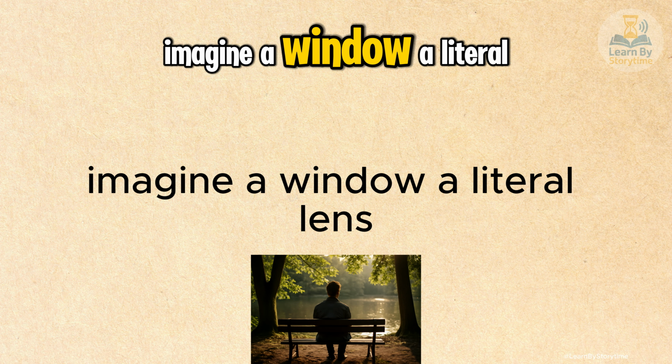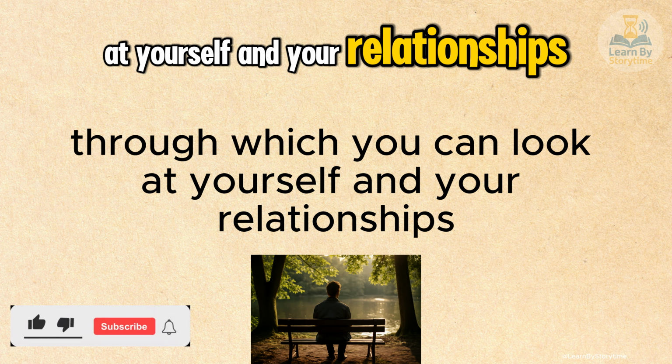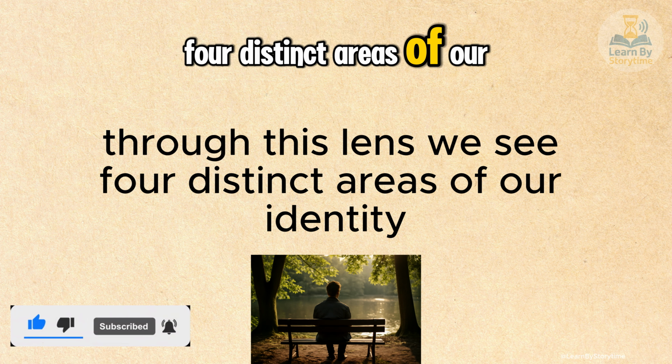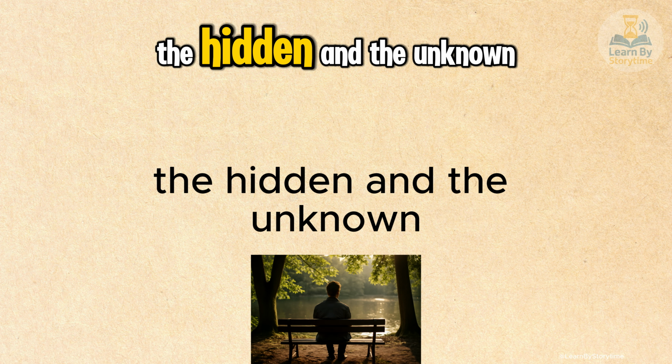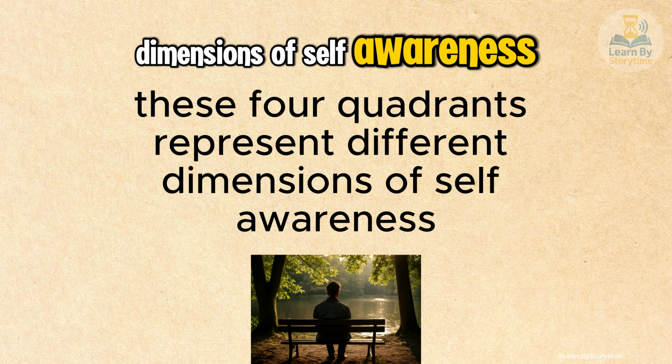Imagine a window, a literal lens through which you can look at yourself and your relationships. Through this lens, we see 4 distinct areas of our identity: the open, the blind, the hidden, and the unknown. These 4 quadrants represent different dimensions of self-awareness.